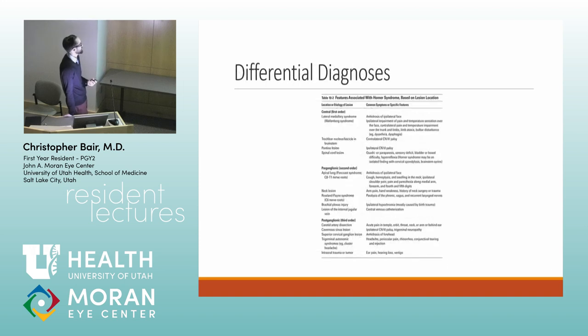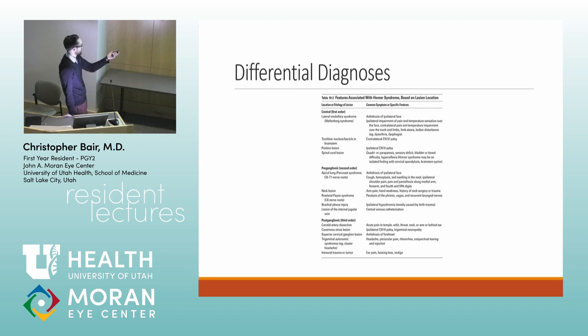So the differential diagnosis for Horner syndrome is pretty long, and depending on where the lesion is, there could be associated symptoms that will help you decide where the problem is. A couple to be aware of here. So first order lesions, we learn about it in medical school for Step 1, the classic Wallenberg syndrome, the lateral medullary syndrome. Here you'll see ipsilateral impairment of pain and temperature sensation over the face with contralateral pain and temperature impairment over the trunk and limbs. You'll see ipsilateral ataxia, and you can see this ipsilateral Horner syndrome.